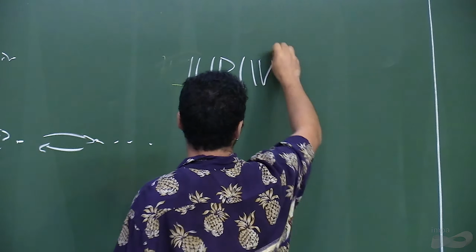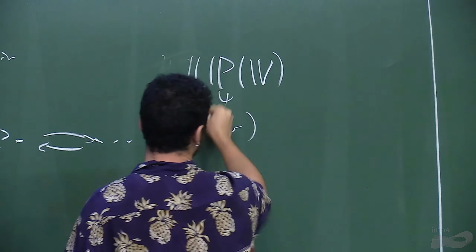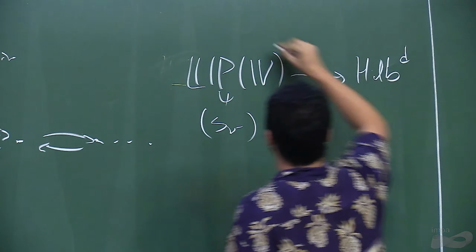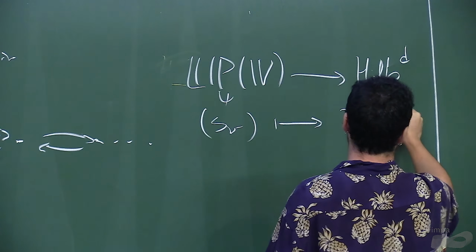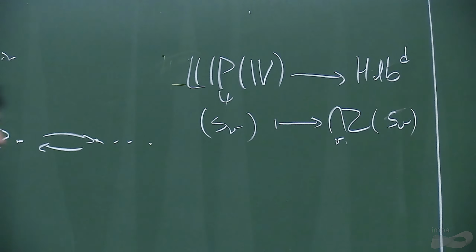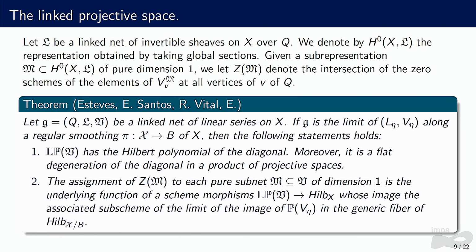We take the linked projective space. So an element here is a collection of sections. We can map it to the Hilbert scheme of degree D, where D is the degree of the sheaf, by taking the intersection of the zero loci of the sections. And they show that this map is a scheme-theoretic map, and it describes the limits of the image of the linear system in the generic fiber of the linked projective space. But they also show that the linked projective space is a flat degeneration of the diagonal.